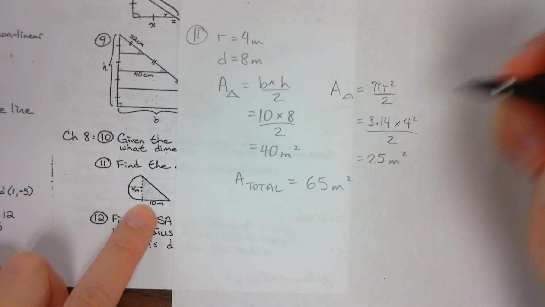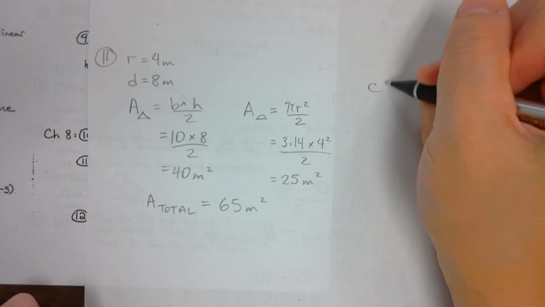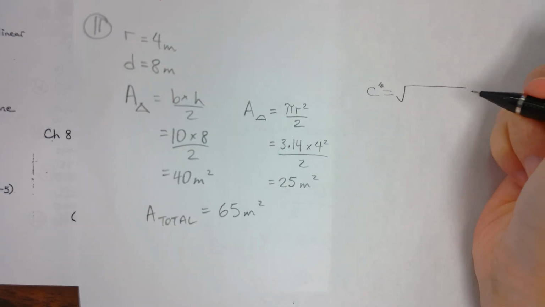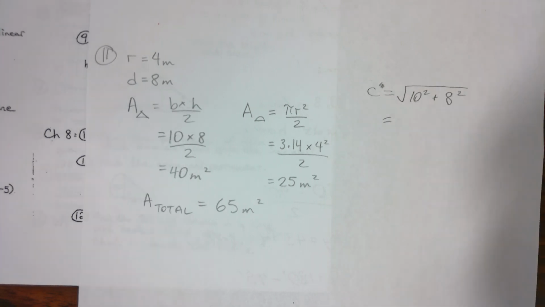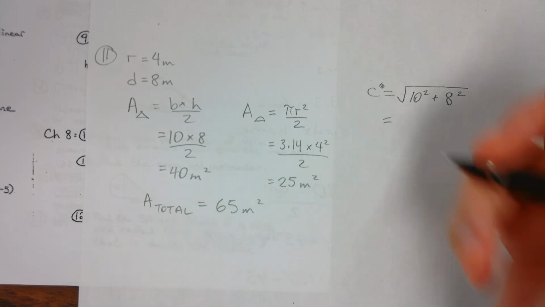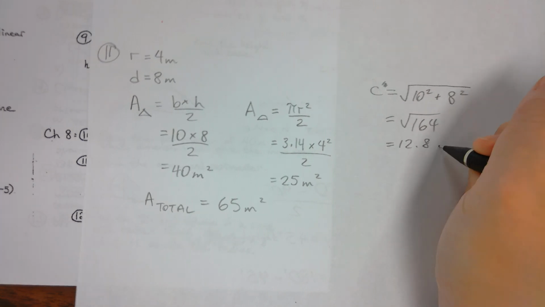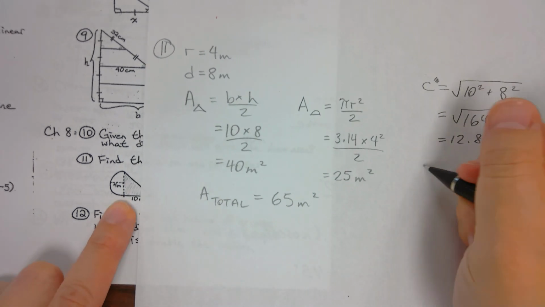Okay. To find the perimeter, right angle triangle, I'm finding the hypotenuse. So c equals the square root of 10 squared plus 8 squared. Okay, so 100 plus 64, square root of 164. So c is 12.8. What's my unit here for my hypotenuse? Just meters, because I'm talking about a length. Okay, I want the circumference of the circle.